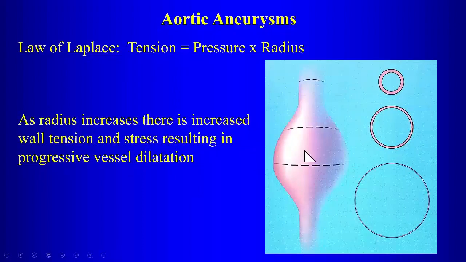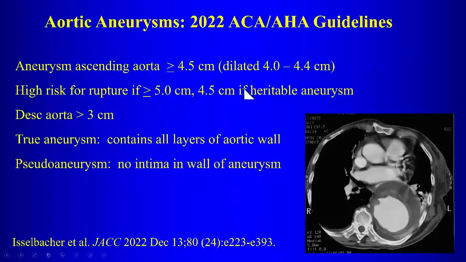Now the problem with aortic aneurysms is as the aorta starts to enlarge, because of the law of Laplace, you start to develop more tension on the aortic wall. So that leads to progressive dilatation of the aorta. So the natural history for aortic aneurysms is once they get to a certain size is for them to continue to enlarge. There's been a recent change in the definition of what we call an aneurysm.